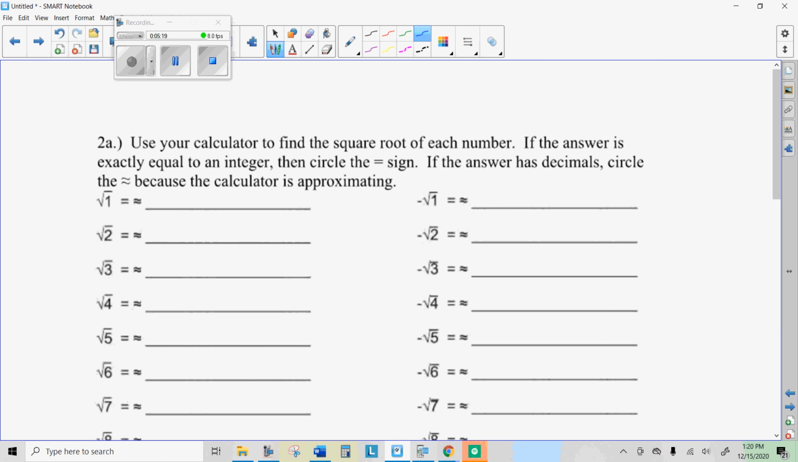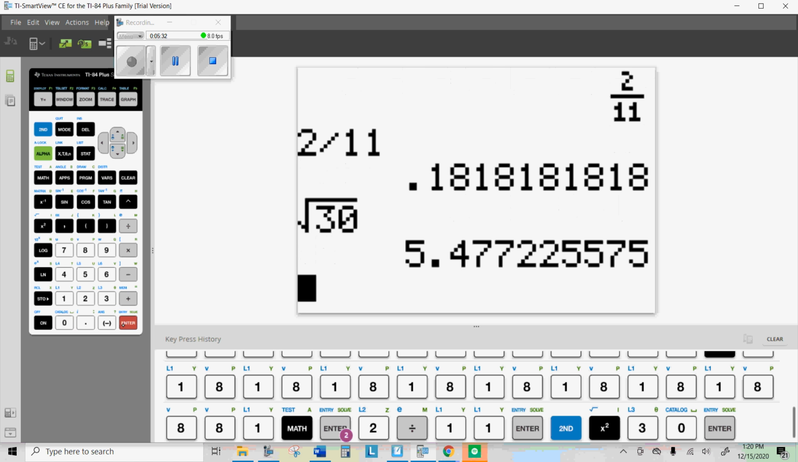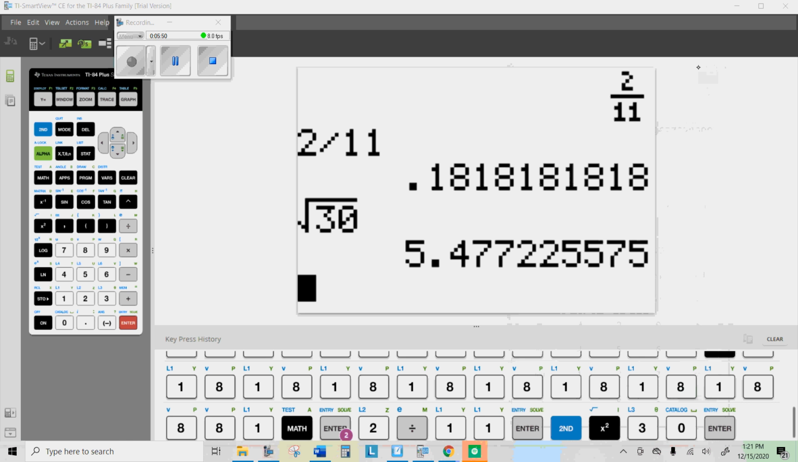On my calculator, it looks like this. I have to press the blue button first and then the X to the second button. And so if I want the square root of, say, 30, I do that. On my computer calculator, if I wanted the square root of 30, I would put 30 in first and then push that button. You see it in gray right now. So either way, but go ahead and fill in that chart.